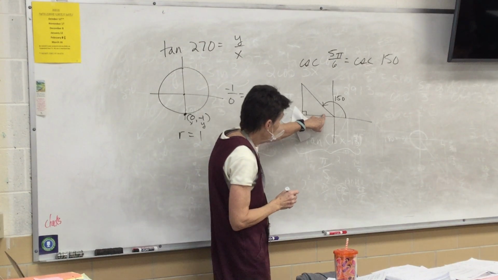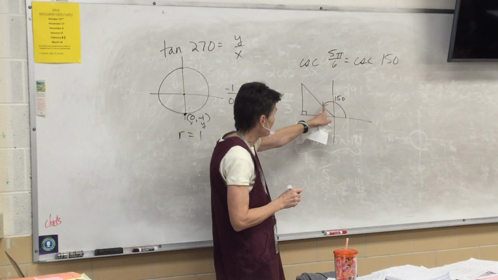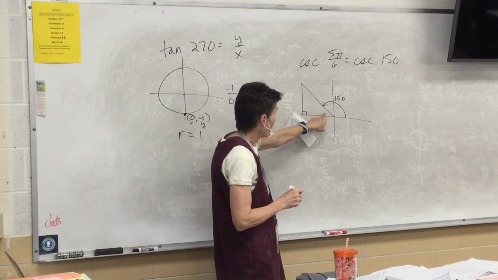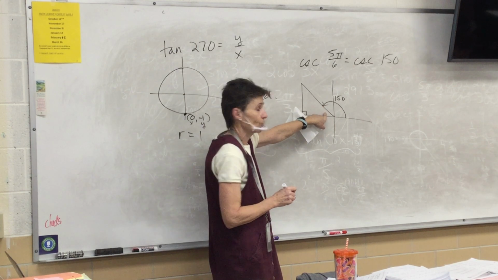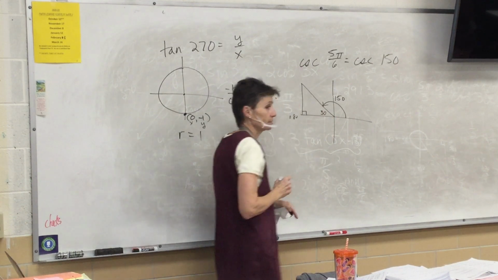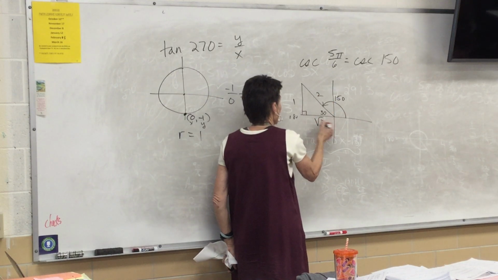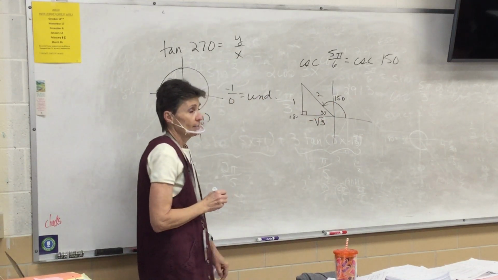This is the key to the whole problem right here, this angle. So use your common sense. That's 150. So what would this part have to be? 30. Because this is 180. So we have 1, 2, root 3, and that root 3 is negative.